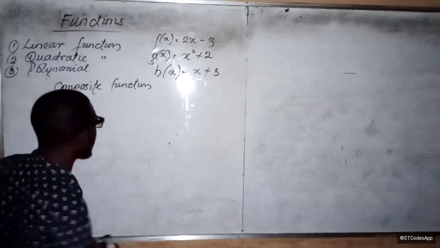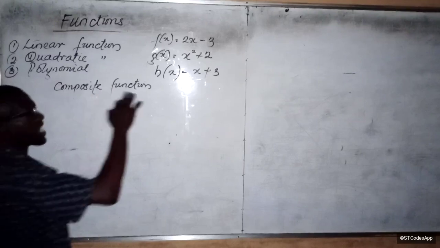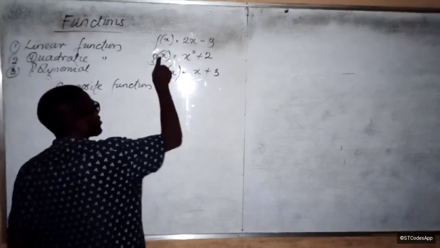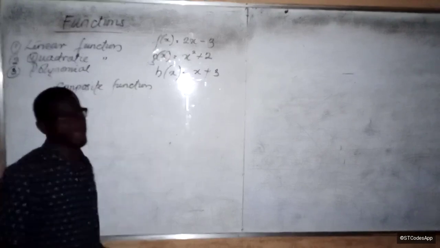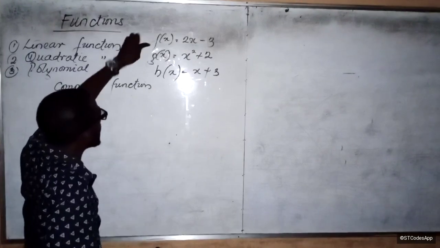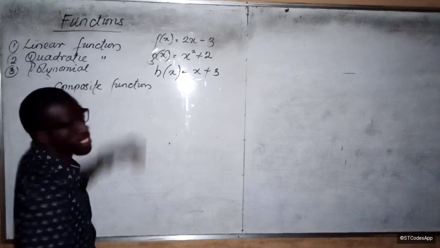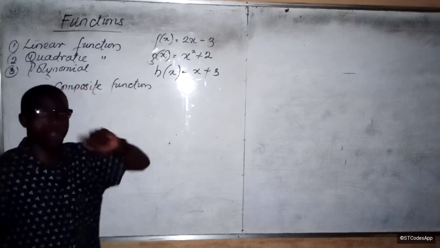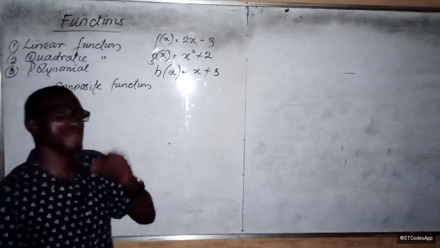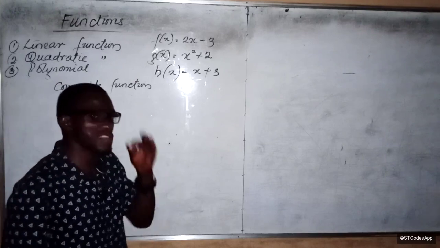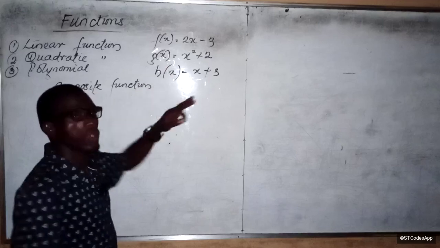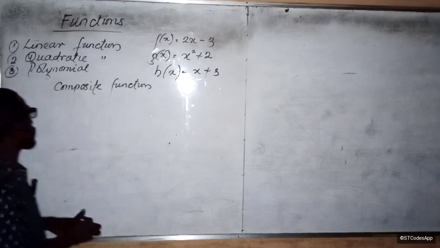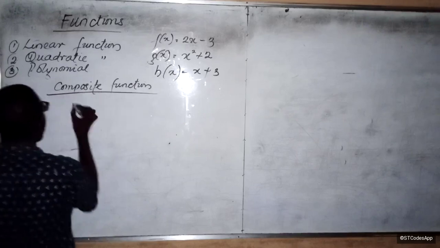And remember, since they are different, these are different machines or operators that work on x to give different values, and that's why you see them lettered differently: g, h, and f. So if we have f of 2, we will get a different value from when we have g of 2. Is that okay? But that is not our focus here. Our focus is on composite functions.